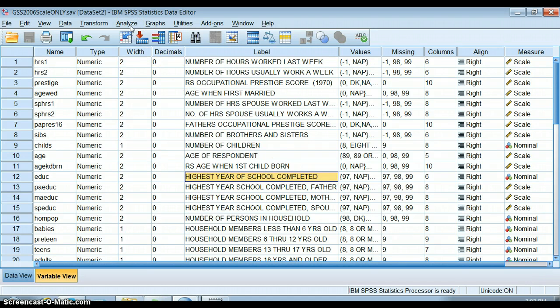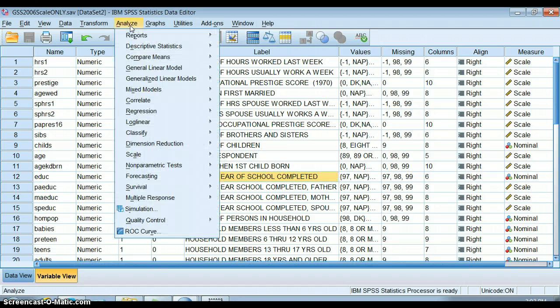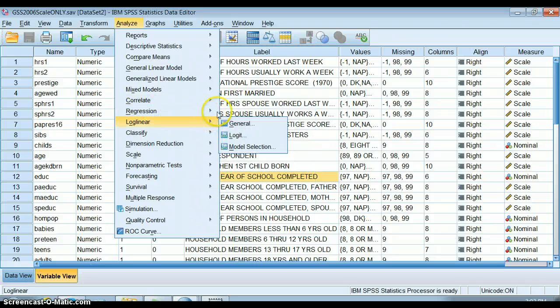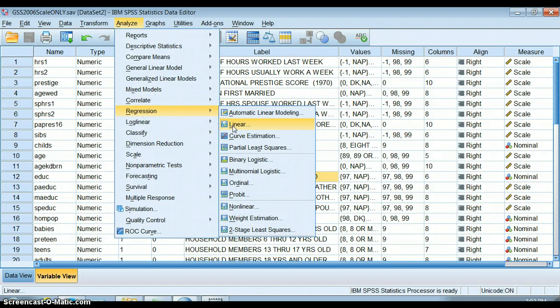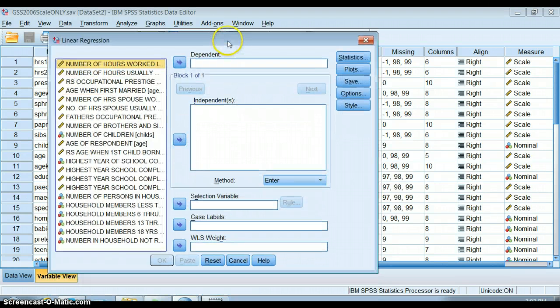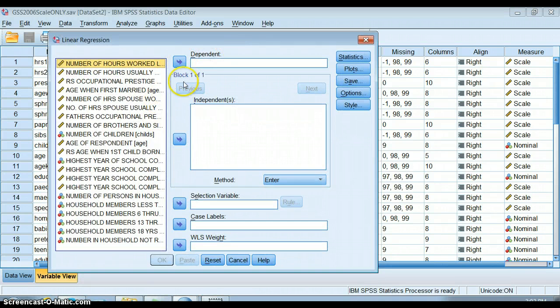So once we have those two preconditions met, we go up to Analyze, we go down to Regression, and we go to Linear Regression. So you notice all of the other different forms of regression that you could be doing, but we definitely always want to do linear. So we need to remember which one is our independent, which one is our dependent variable.